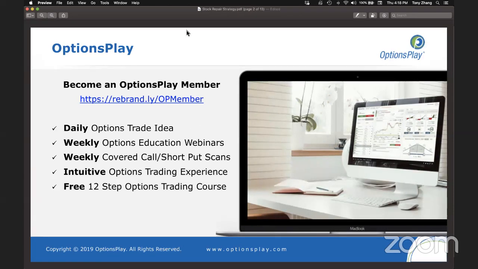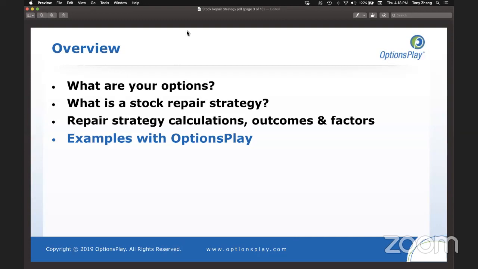So with that, let's go ahead and jump into what we're here to talk about today, which is stock repair strategies. So first of all, what I want to address is when you find yourself in the position where a stock that you've purchased has gone against you, what are your options? Because there are a lot of options and you should be aware of all of them before you decide that you want to repair your trade using options.